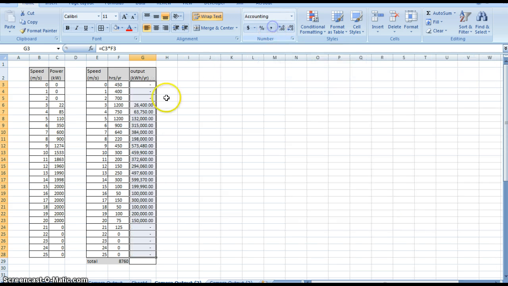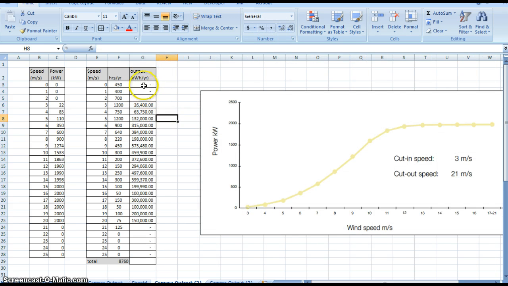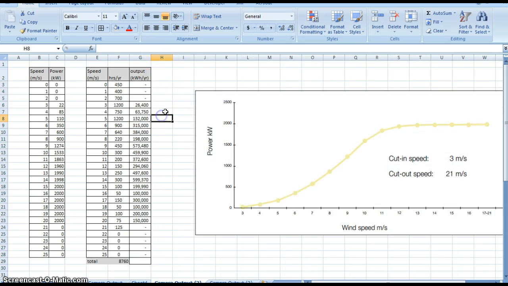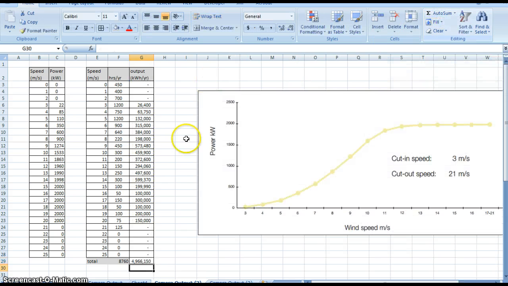So I'm going to make this a comma. And let's get rid of those zeros. So this would be kilowatt hours per year. And if I want to total that up, I can simply do an auto sum, pretty straightforward. So this is telling me, under these conditions, this wind speed, this number of hours per year, this is going to be my total kilowatt hours per year for this wind turbine under these conditions at this location.